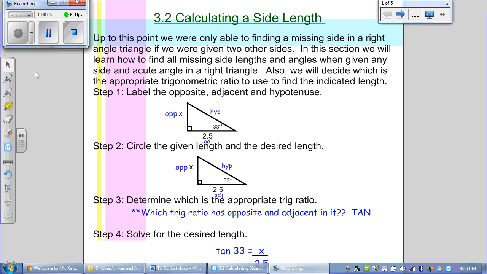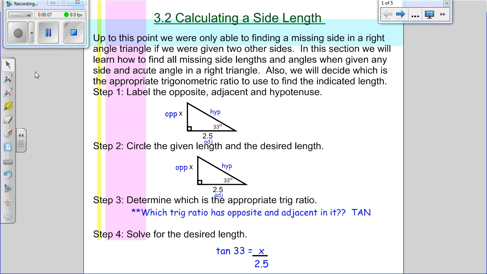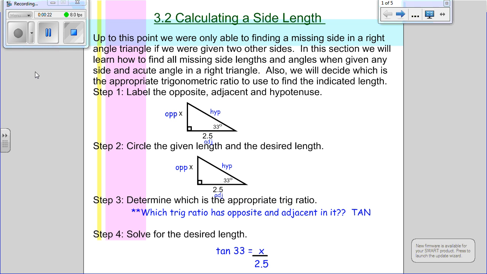Alright, so this is lesson 3.2 in trigonometry for Math 10C. What we're going to do today is learn how to find missing side lengths on triangles. Now I know we already know how to do this, but we use something called the Pythagorean theorem. And the Pythagorean theorem only works in the situation where you know two side lengths and you're looking for the third missing side. Unfortunately, sometimes we don't have two side lengths given to us.